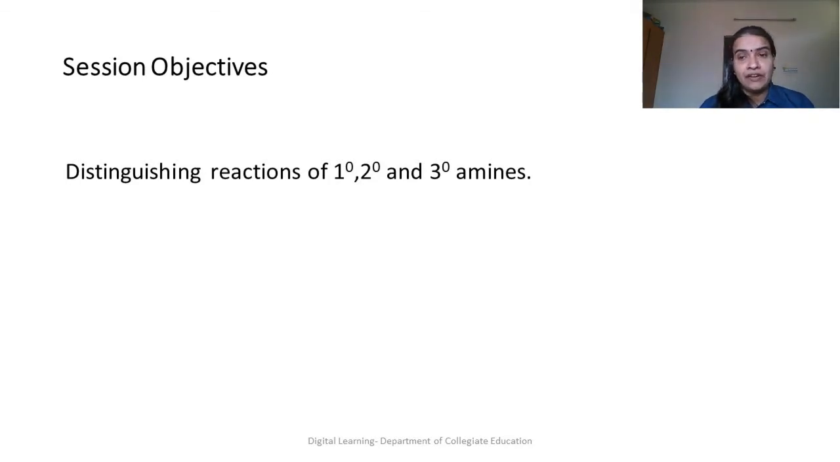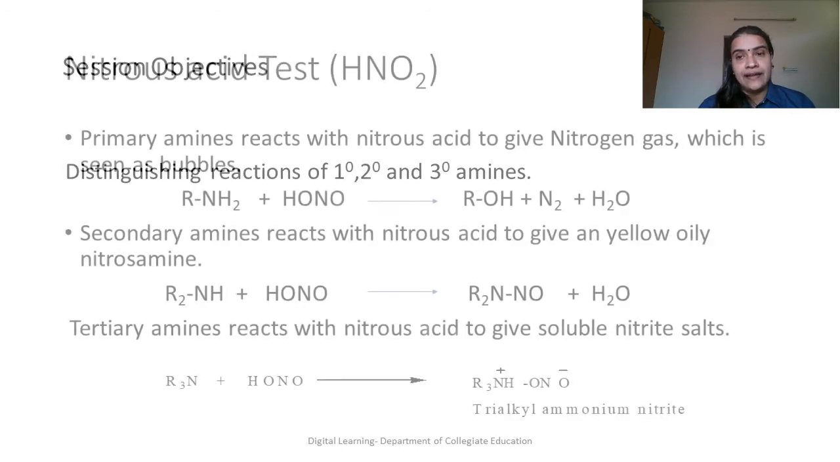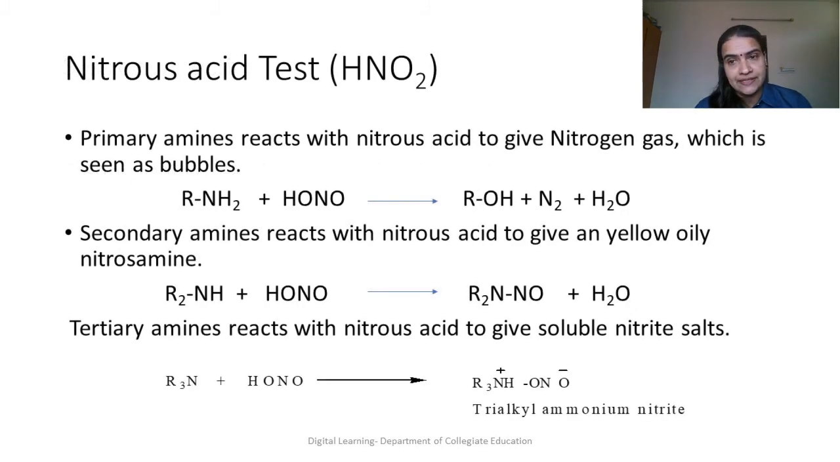So you will be given a sample of amine. You are supposed to identify or say whether the given amine sample is a primary amine or secondary amine or a tertiary amine. To do that, we can conduct two different types of tests, among which an important one is the nitrous acid test.